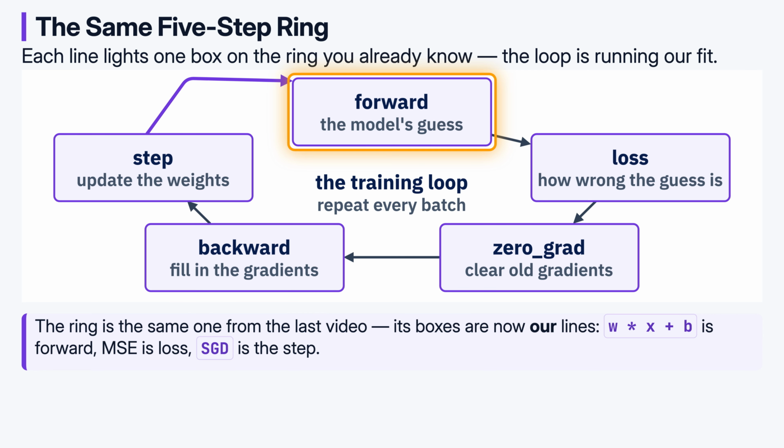This is the same ring from the last video. Forward is our line, w times x plus b. Loss is mean squared error, scoring the guess. Zero grad clears the old gradients. Backward fills in the fresh gradients. And step nudges w and b. The same loop you already know, now driving a real fit.